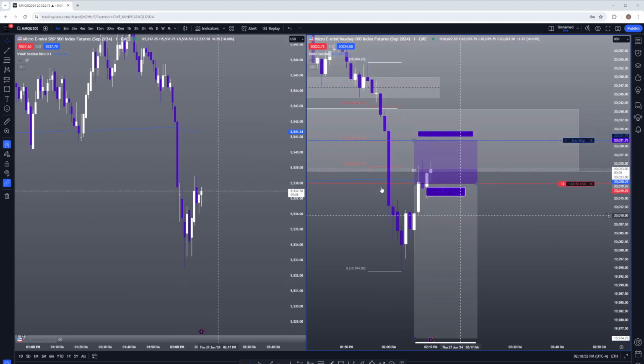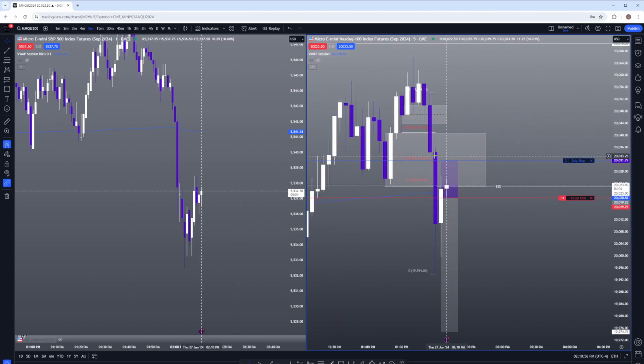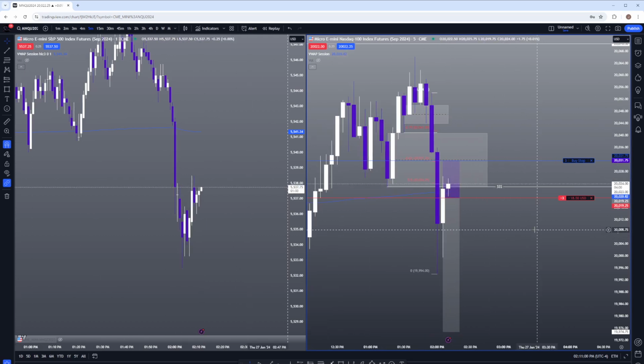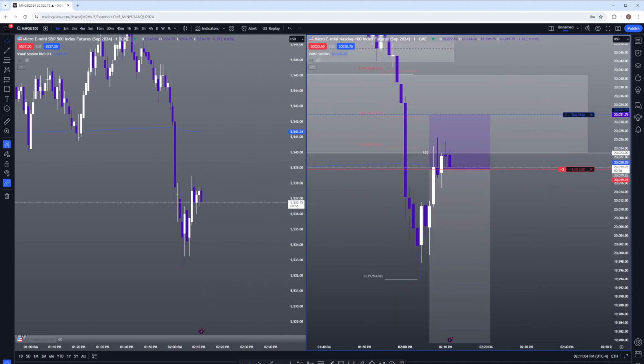So a unicorn is a fair value gap overlapping a breaker block like this. 5-minute fair value gap overlapping this 5-minute bearish breaker. It's a unicorn, one of my favorite entry models there is. A lot of confluence.